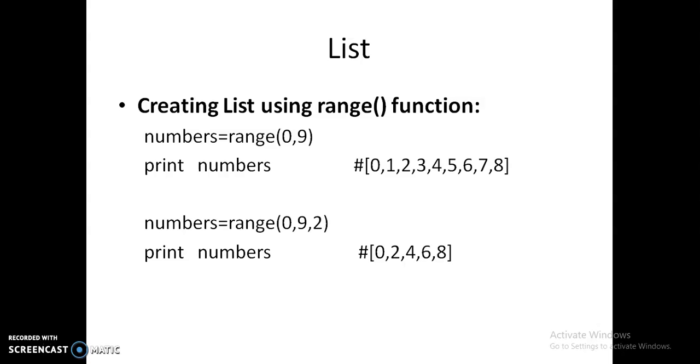Say if I want to create a list with 2 difference values, 0 to 9 with the 2 difference, then you'll get the values as 0, 2, 4, 6, 8.